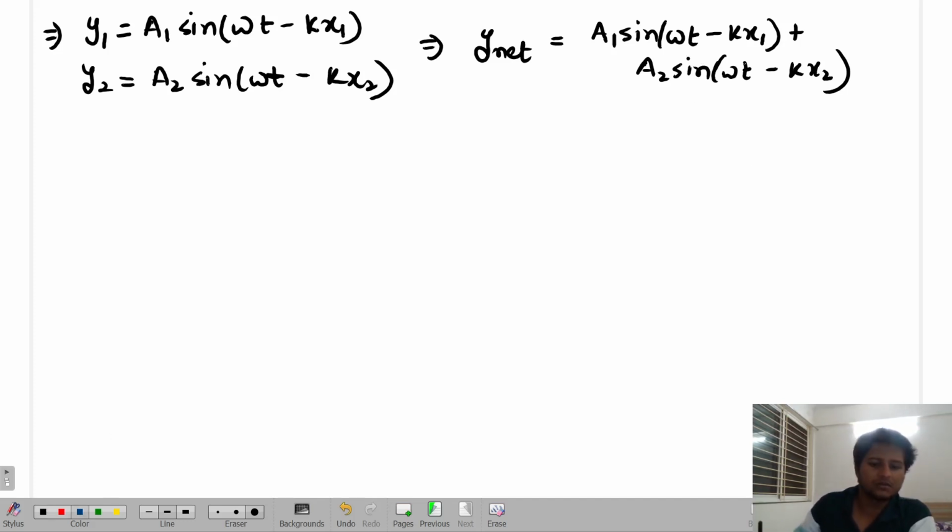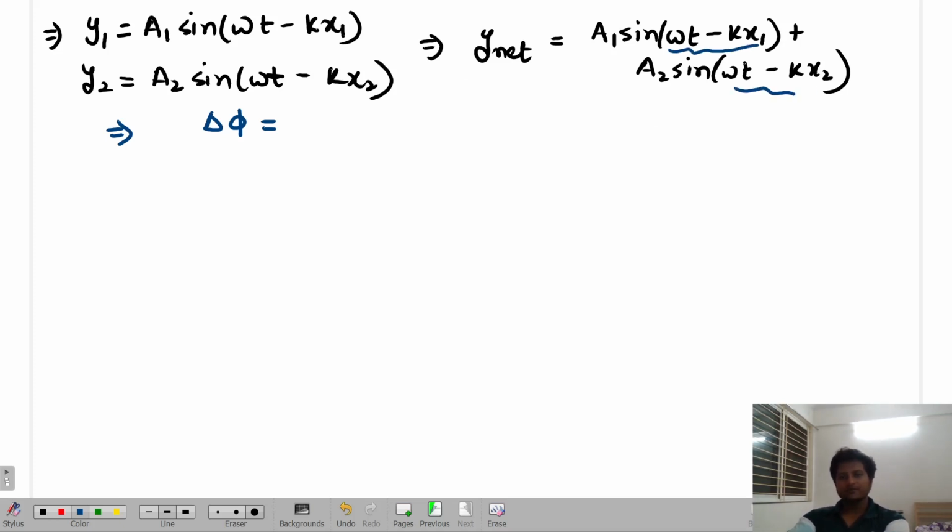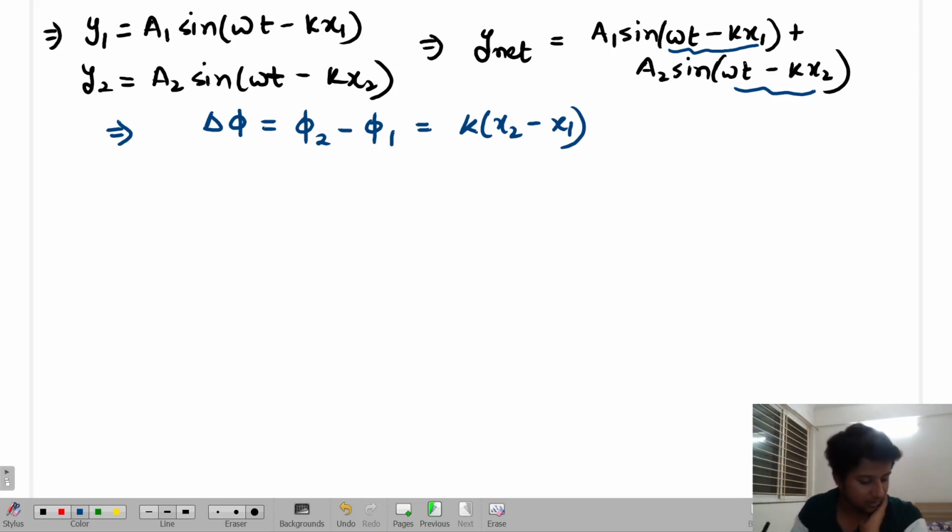Then once again, what you are going to get is the net path difference between the waves. But here the net path difference will this time change, because I have two different initial phase differences. So that will be equal to phi 2 minus phi 1, which is written as omega t cancels, and that can be written as k into x2 minus x1. Can I write it this way or not? And that is what is called the phase difference between the two waves.